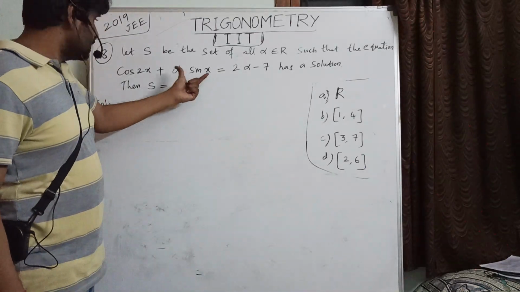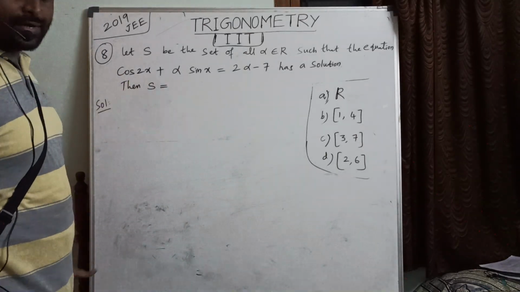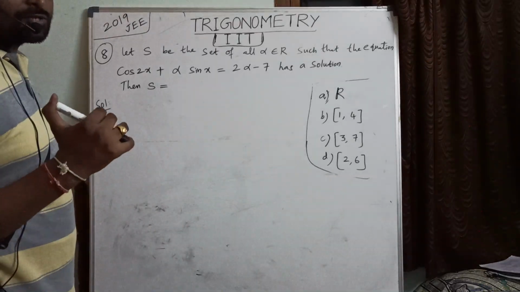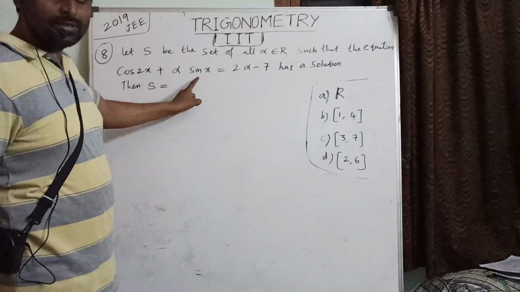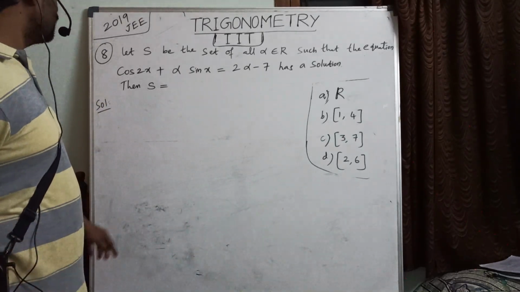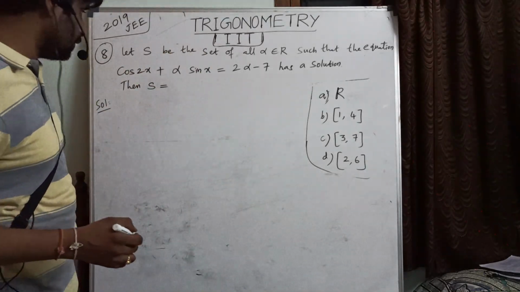And here what is the single term? Sin x. Can I write this also in terms of sin x? So what is the formula for cos 2x in sin? 1 minus 2 sin square x. This is also a sin term. So we can get a quadratic equation, and we will be able to find the value of alpha there. Let us have a look at that.